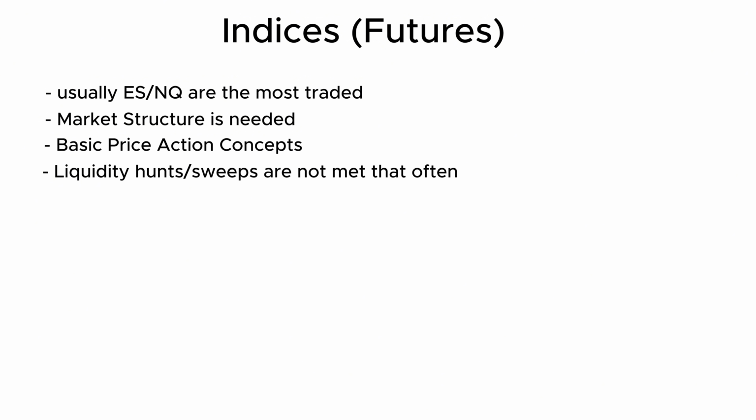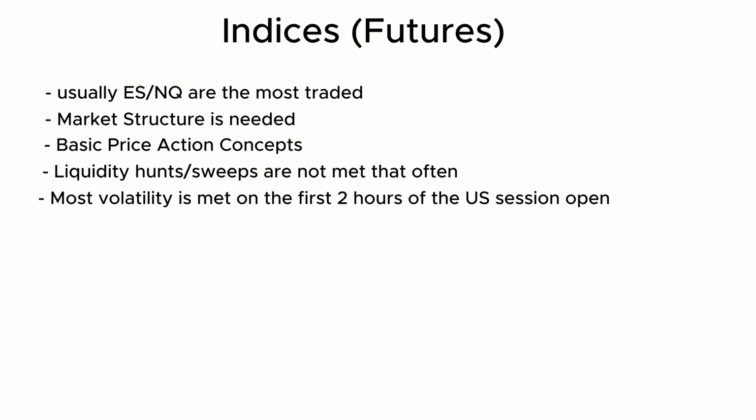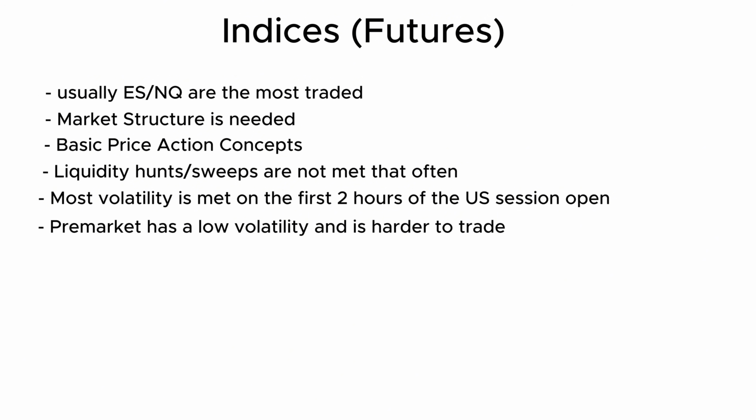On indices, liquidity hunts are less rare than in Forex, but they can still be met. So on the futures market, the volatility starts when the US session opens. It's more volatile in the first 2 hours of the market, and volatility starts to drop until the US session closes. Trading the pre-market is not that great on indices futures because of very slow movements with decreased volatility.